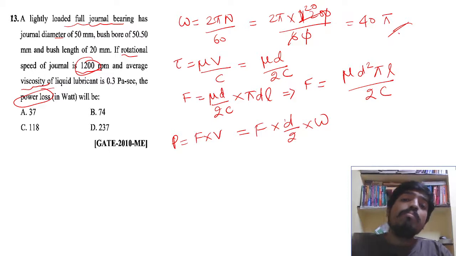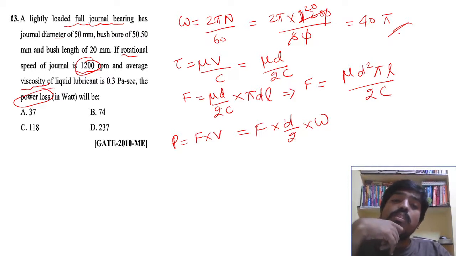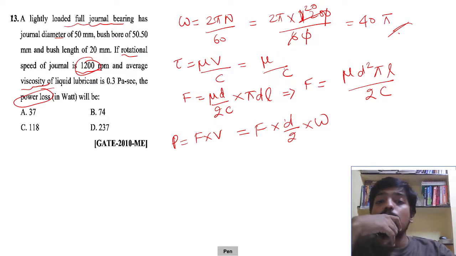You have to remember this. See, listen carefully. I made the greatest mistake, no? This is mu. How can I write d by 2? This is the V only. V is equal to R omega.